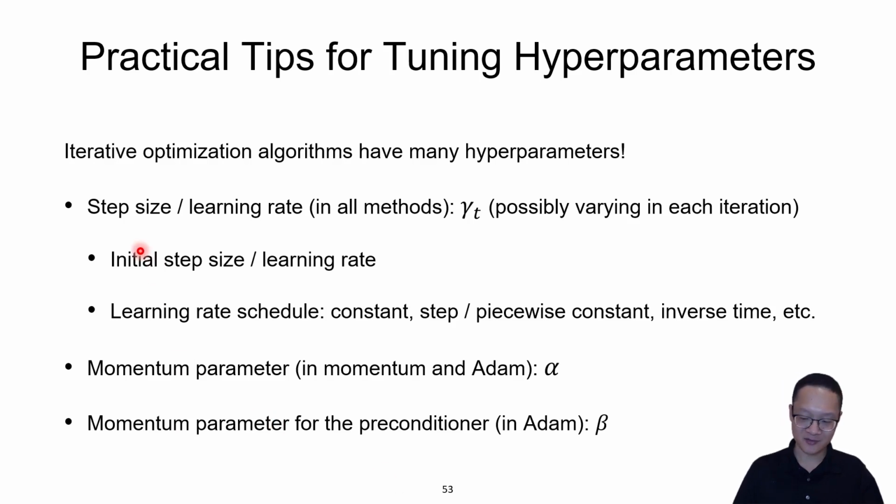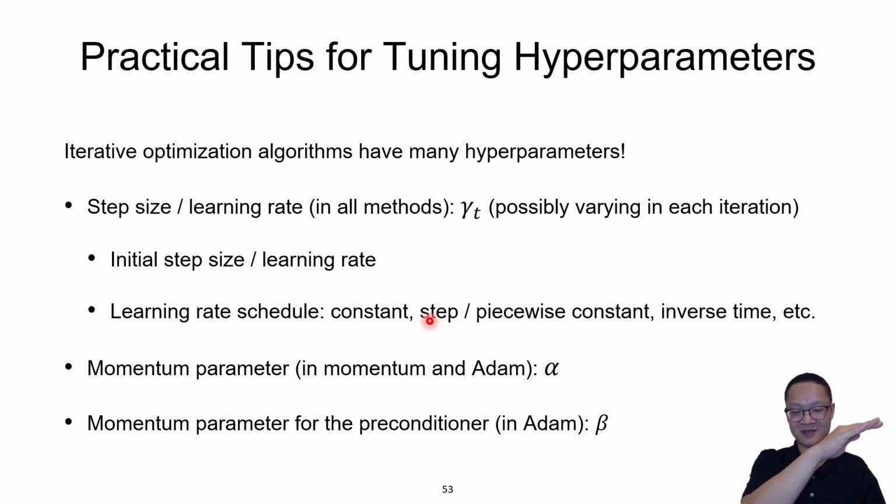Okay, so now we have seen many different optimization algorithms, and all of them have different hyperparameters. For example, we have the learning rate or the step size, which appears in all methods. I've been consistently writing down gamma t. That means that depending on the iteration number, we could even have a different step size. So sometimes we may need to choose the initial step size, and a learning rate or step size schedule. Maybe sometimes a constant step size all the time.